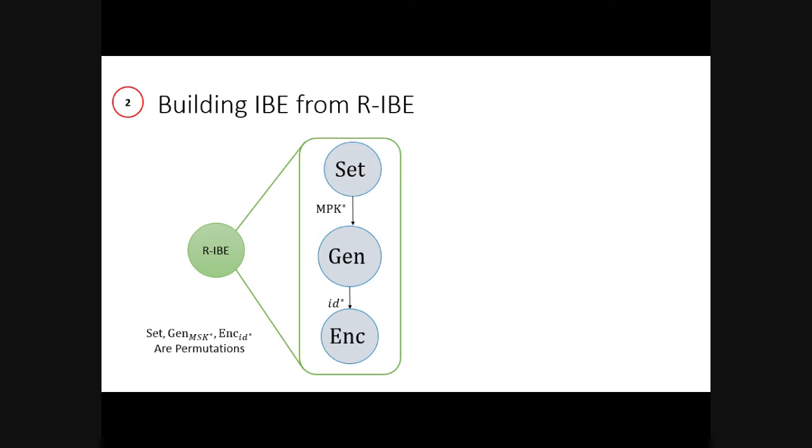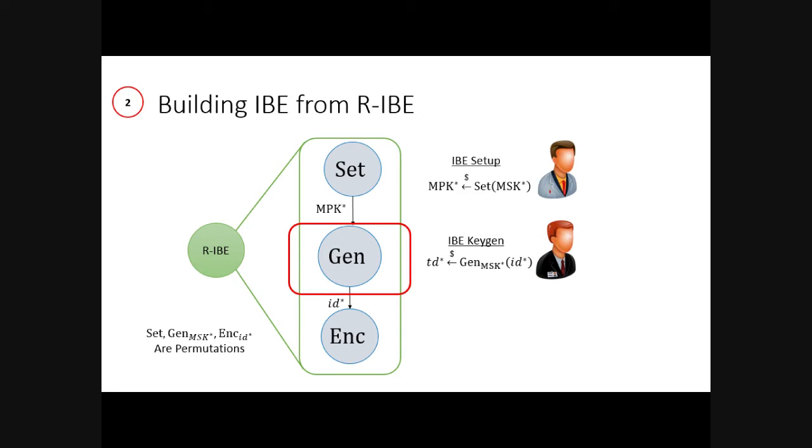In building an IBE from RIBE, the randomized IBE oracle, this is similar to the way that we get public key encryption from a random trapdoor permutation. Instead of having two permutations in the trapdoor permutation oracle, now we have three permutations. We added this new permutation that allows us to generate keys for any given identity. So this provides an index into gen, and gen provides an index into encryption. This allows us, for example, to implement the setup algorithm of the IBE by simply running setup on the master secret key, generate the keys using keygen, the middle layer, and encrypt and decrypt using the last layer. And this is how we build an IBE using this ideal oracle.